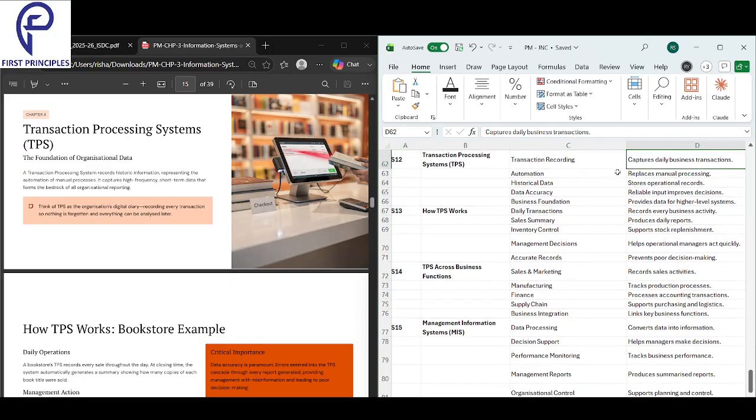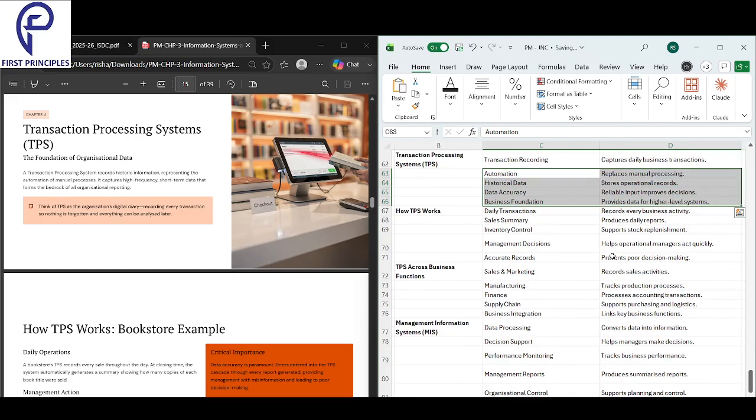It captures daily transactions. It replaces manual processing. It stores all the data. It ensures the data is very reliable. And along with that, it's the basis of all high-level decisions, like how many idlis are probably sold in a day. That is for the strategic level. But you typing in and giving a slip to the customer, that is more operational data, right?